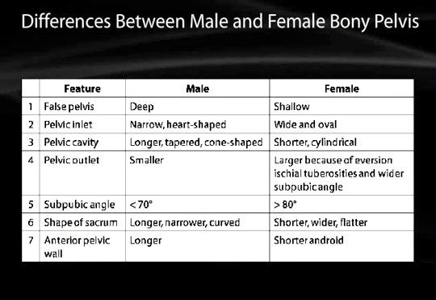Therefore, the subpubic angle is smaller in males, and the sacrum is more curved. Also, the anterior pelvic wall is longer in a male. Now, the overall size of a male pelvis is actually bigger than that of a female, but proportionately the female's would be bigger based on body size itself.